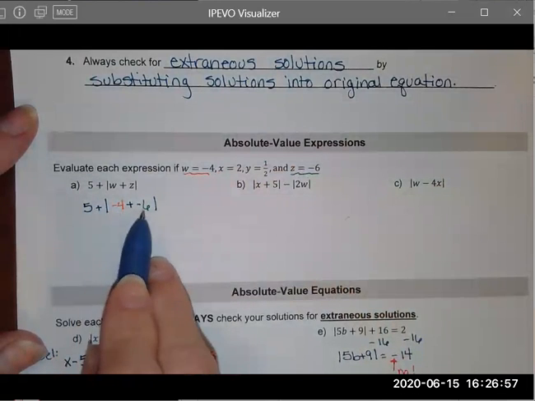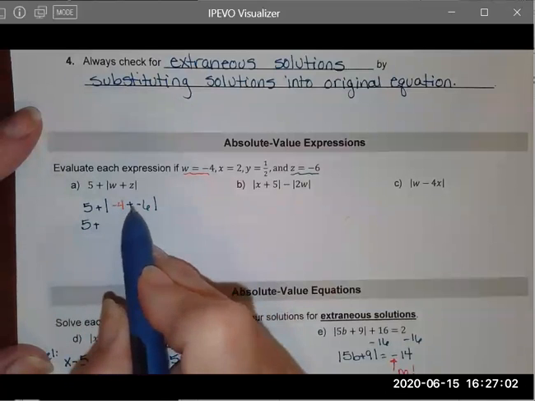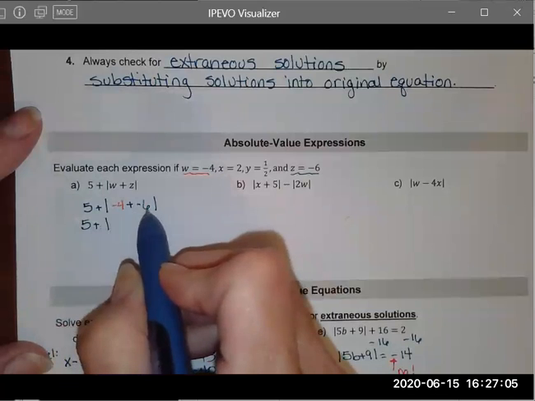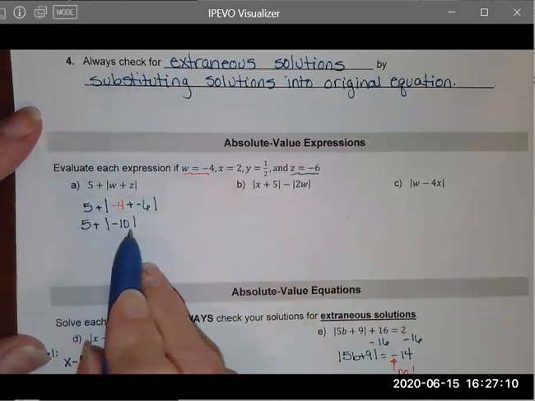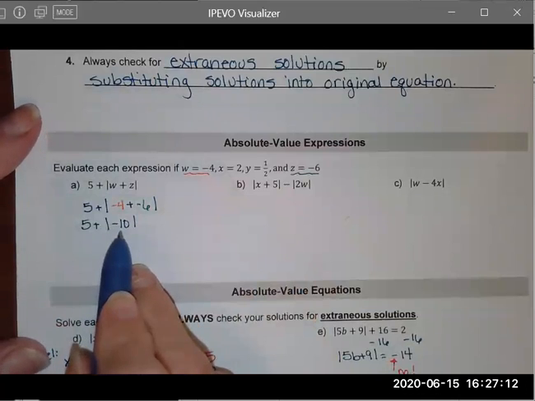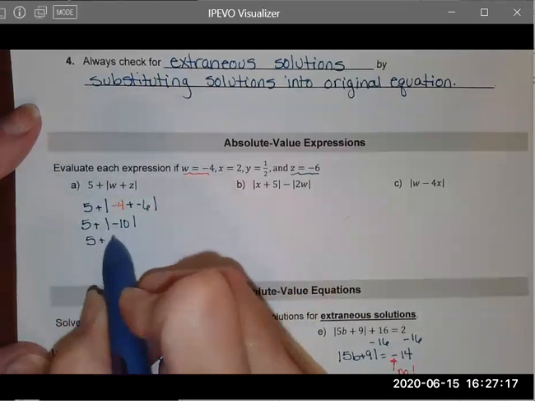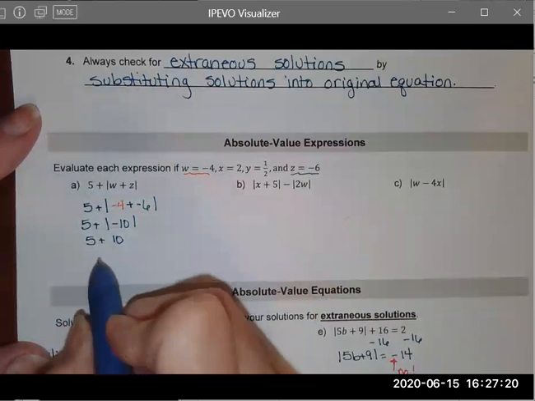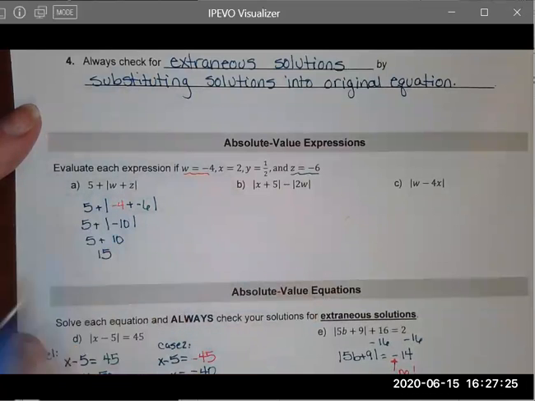I evaluate inside my absolute value bars first. 5 does not change in this case. -6 plus -4, sorry, -4 plus -6 is -10. I have now simplified inside my absolute value bars, and I can evaluate this. The distance of -10 from 0 is going to be 10 units. I now finally can add these, and this expression, 5 plus the absolute value of w plus z, should evaluate to 15, and that is it for that one.